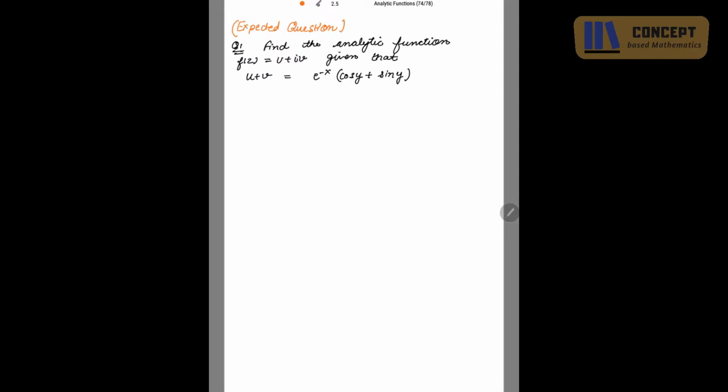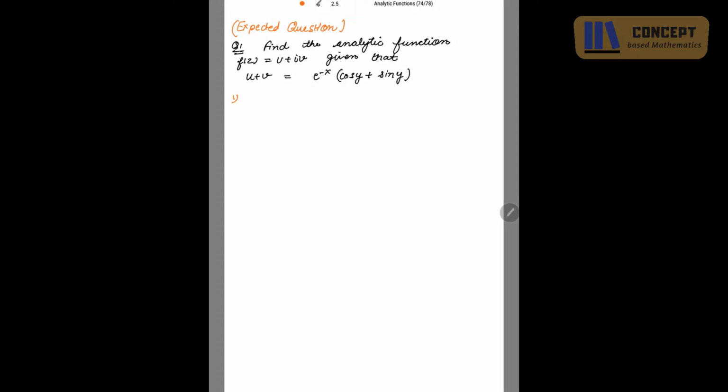Before starting power series, there are two expected questions, and these questions have a very nice concept for finding the analytic function using the Milne Thompson method. So we have to start these two questions. So let's have a start.